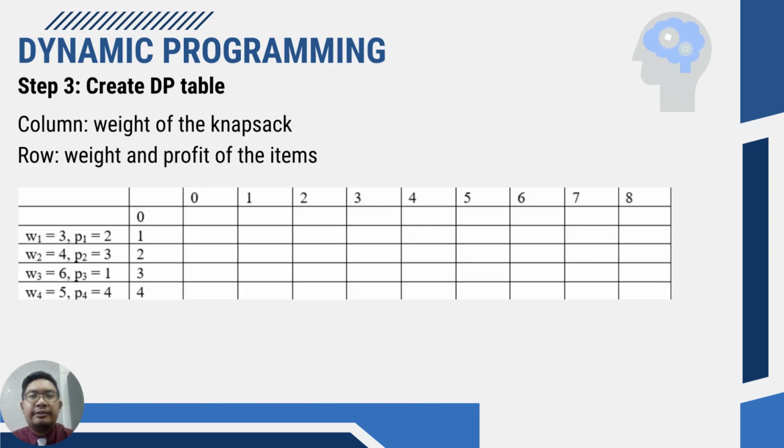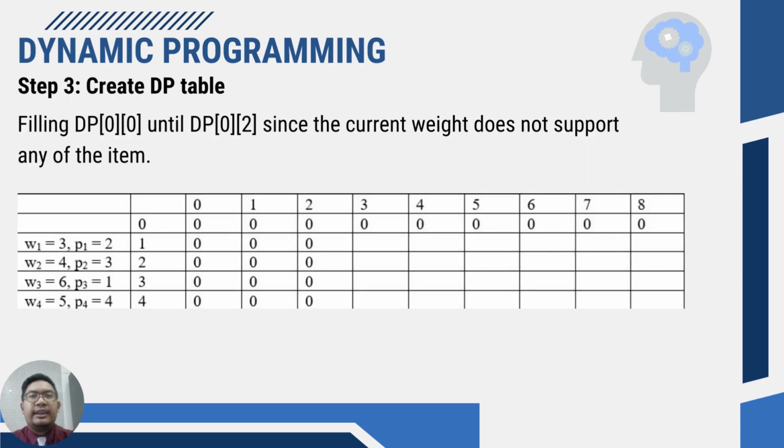For the table here, we have set the columns as the weight of the knapsack itself and the rows as the weight and the profit, or we can say the value, of the item. What we can do now is fill the first row, which is 0: no item, no weight, no value. We can fill it out as zeros for all the columns.